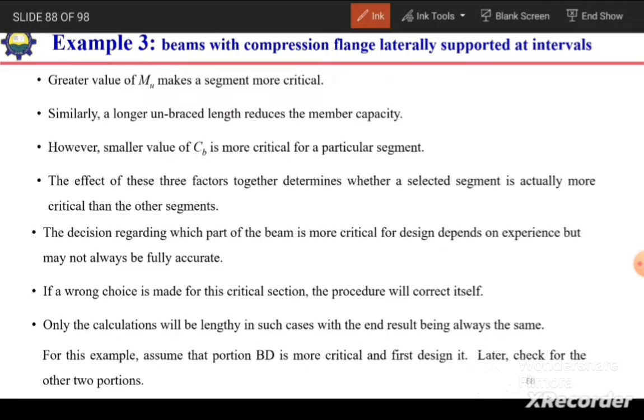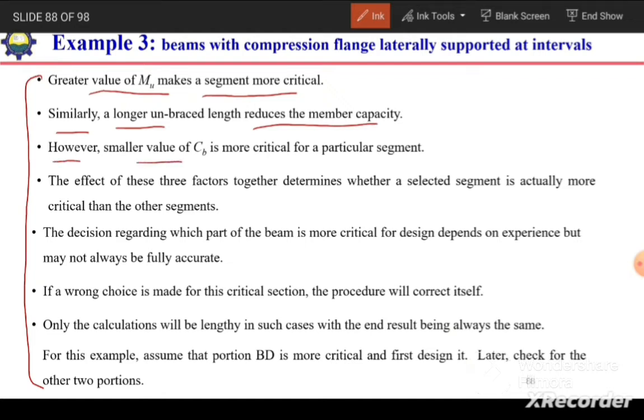So here I have explained the criteria for how to select the most critical segment. A greater value of MU makes the segment more critical. A larger unbraced length reduces the member capacity. However, a smaller value of CB is more critical for a particular segment. So the effect of these three factors together determines whether a selected segment is actually more critical than the other segments. We need to see these three criteria simultaneously.